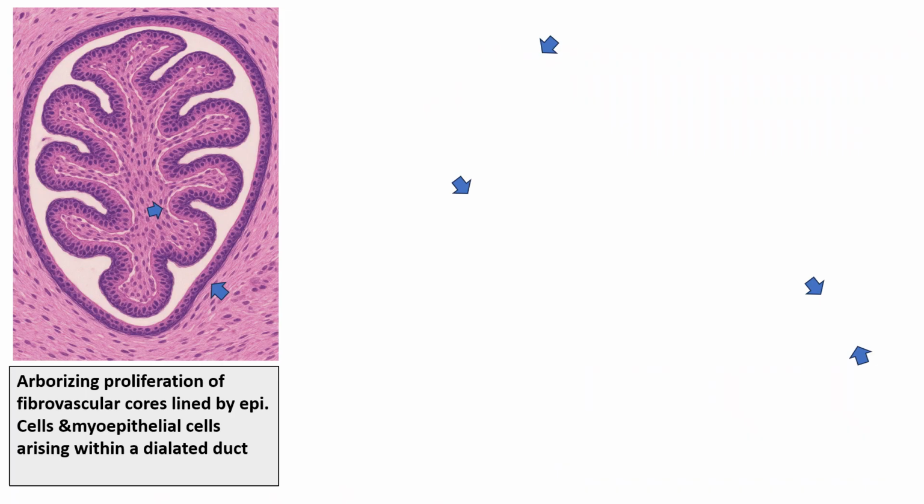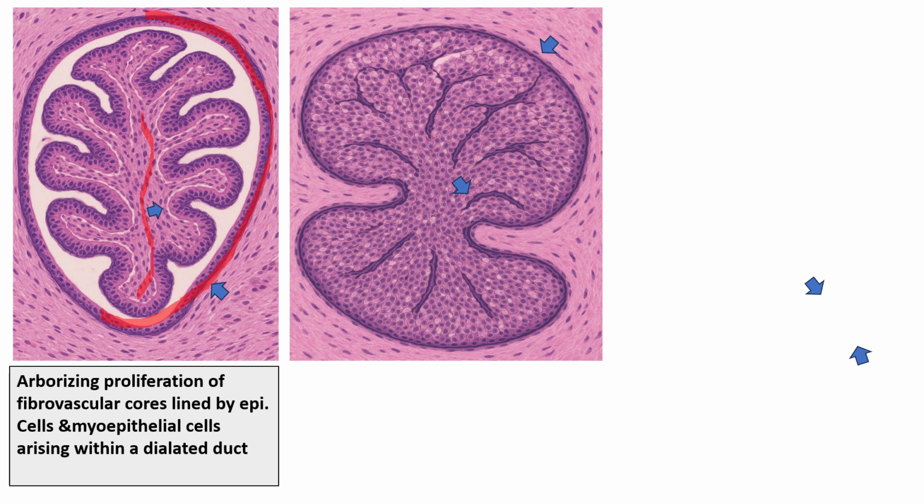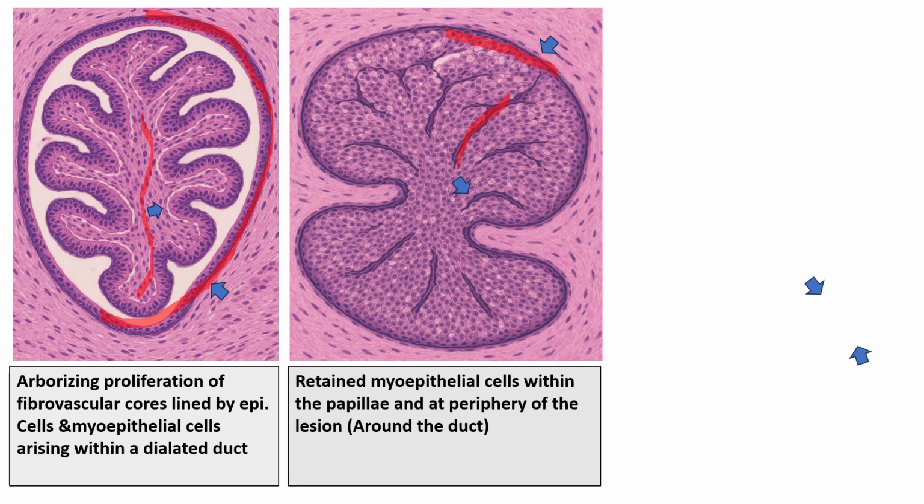So here you can see the illustration showing arborizing proliferation of fibrovascular cores lined by epithelial cells and myoepithelial cells. Okay, so it is a large dilated duct, and this is arborizing proliferation of papillae lined by epithelial cells and myoepithelial cells. This is a diagram showing myoepithelial cells preserved in the center of the lesion in between the papillae and also at the periphery. The entire papillary neoplasm will be revolving around the myoepithelial cells. That's why I am stressing this many times about the myoepithelial cells. So you are able to see retained myoepithelial cells within the papillae and at the periphery of the lesion around the duct.